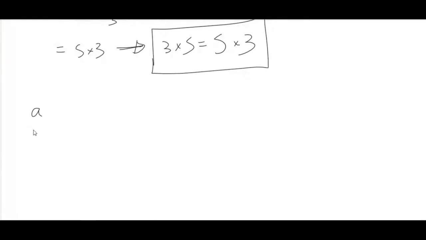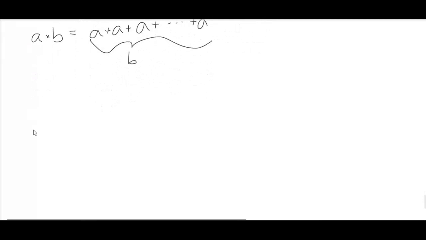So let's say we have some number A, and we multiply that by some number B. Well, what does that mean? It means we have A plus A plus A, and so on, right? We're adding a bunch of A's. How many A's are we adding? B of them.